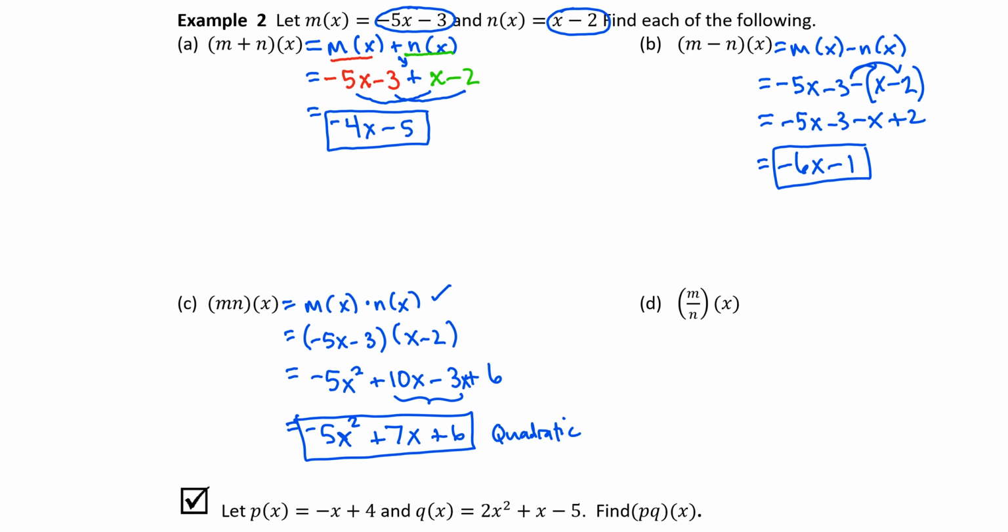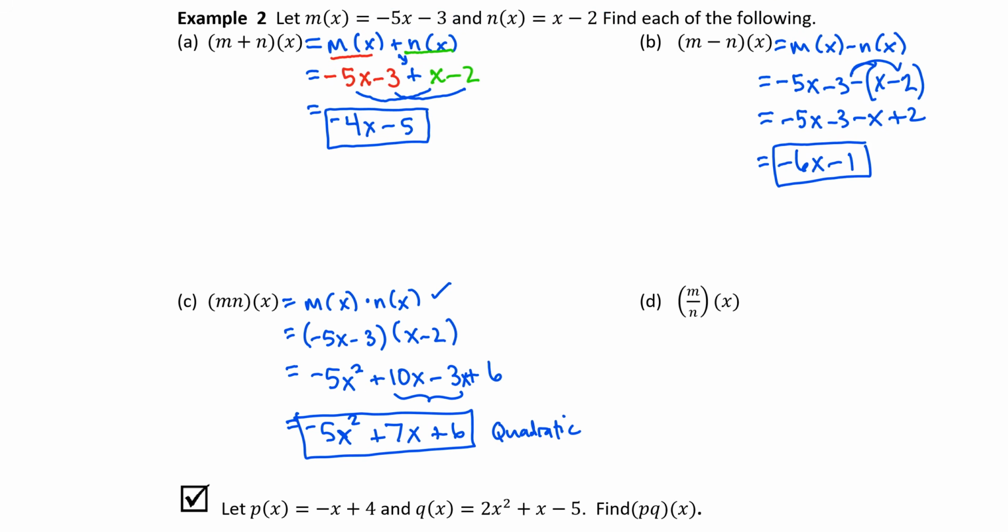Let's try m divided by n of x. Remember, the first step is always to break this down into the two individual functions, each receiving its own argument. Then I'm going to replace m of x with its function rule, negative 5x minus 3, and n of x with its function rule, x minus 2. At this point, there's nothing to reduce or simplify, so that's it. You just stack them up and you're done.